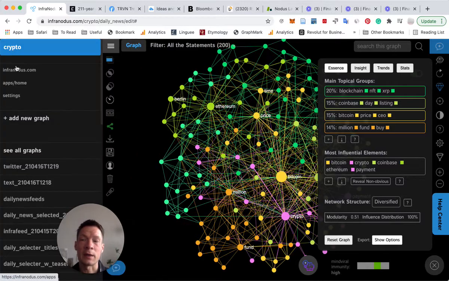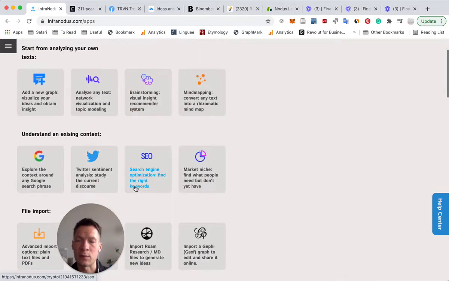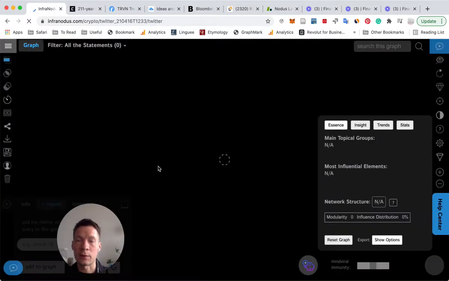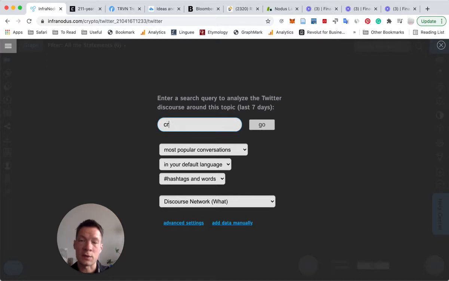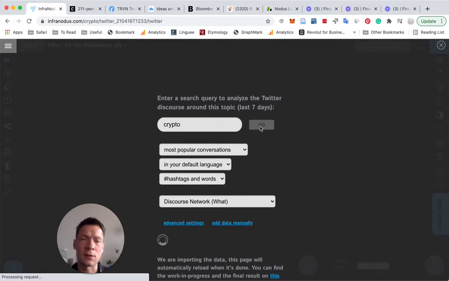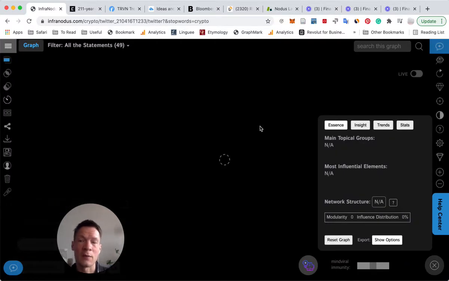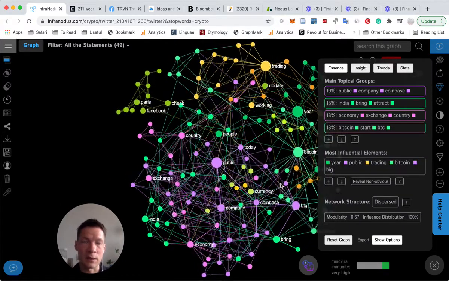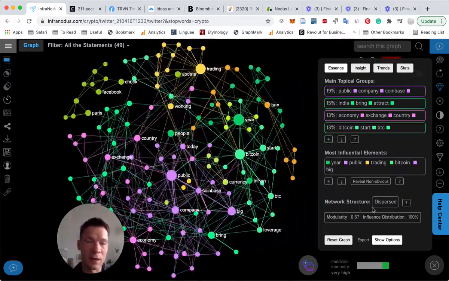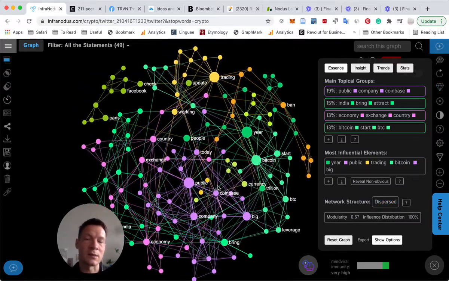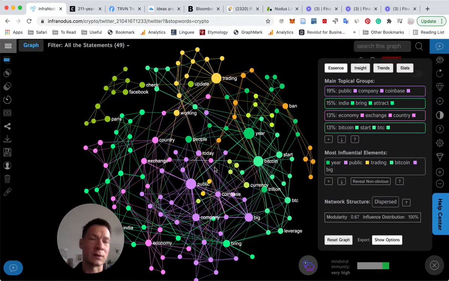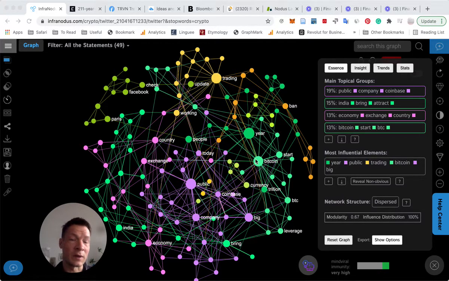Right? If we compare it with some other news source, so for example, we will import some of the Twitter data now on crypto and see what the structure of the discourse is in there. So I type in crypto, choose most popular conversation. It's going to import the most popular tweets that contain crypto from the last week, right? And show us the graph. You see it's even more diversified. It's dispersed. So that means that there is also no panic happening at the moment. People are talking about different kinds of stuff. And there is not one topic that overtakes the other.